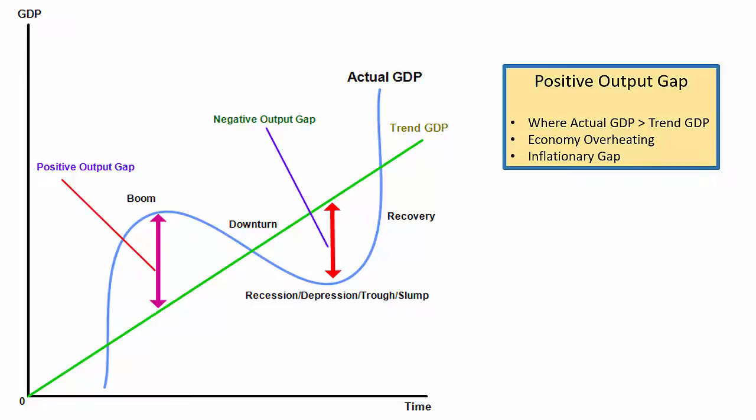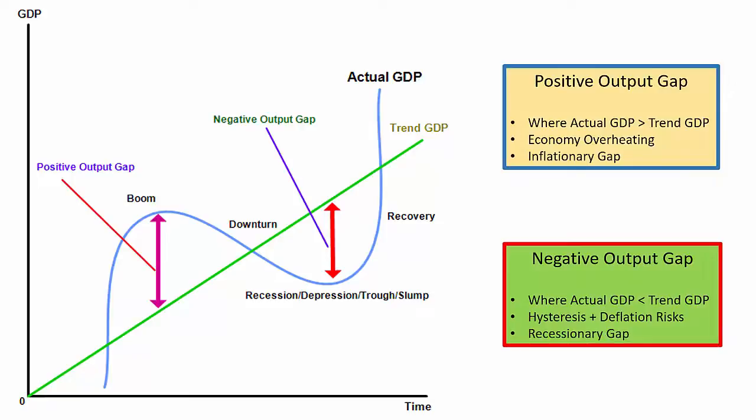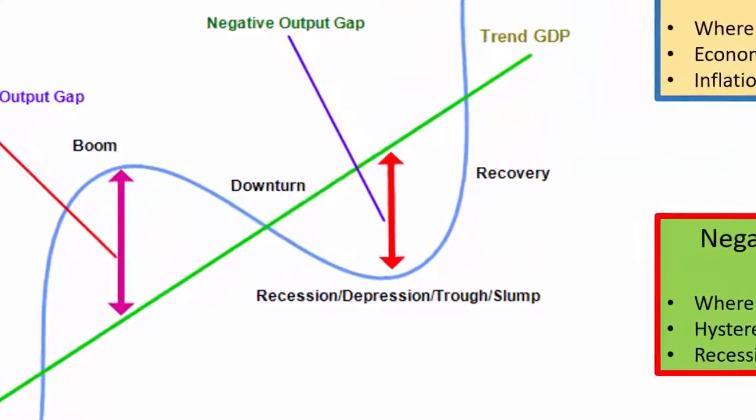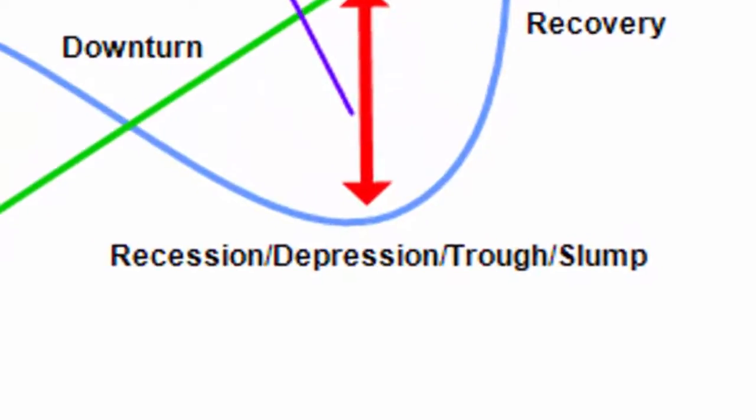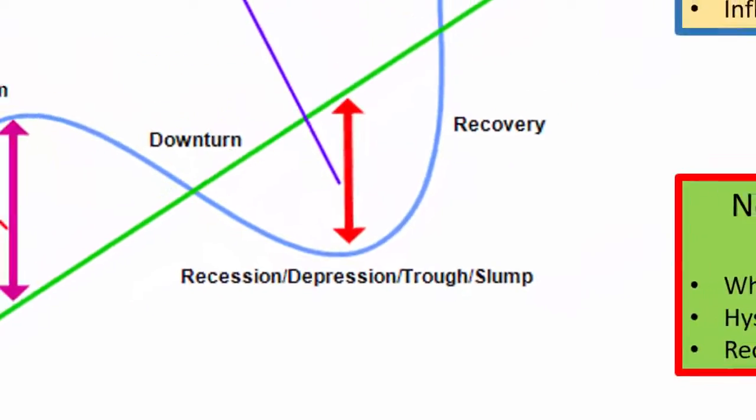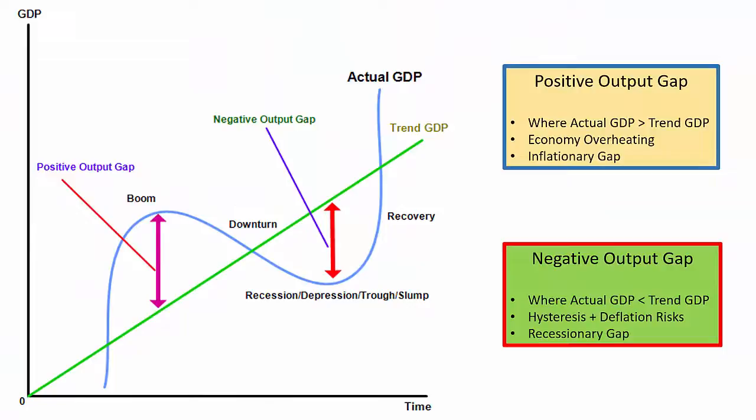A negative output gap, as the name would suggest, is the opposite. So this is where actual GDP is below trend GDP. This will typically happen in a recession or depression, but part of a downturn phase will start entering into what we call a negative output gap as well. So you can see that on the graph there. So during a negative output gap then, actual GDP is below trend GDP. You can see that here. So part of the downturn phase will be part of a negative output gap. And certainly when we get into a recession or a depression, then we've got quite a large negative output gap. This is also called a recessionary gap.